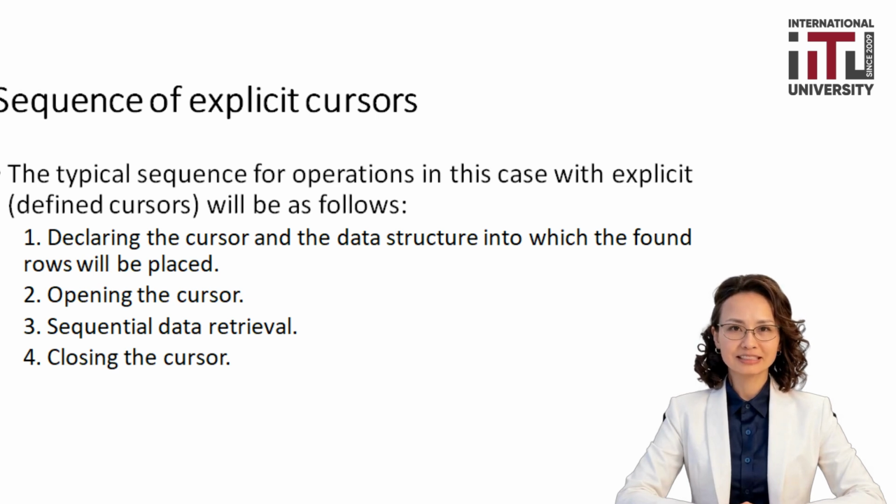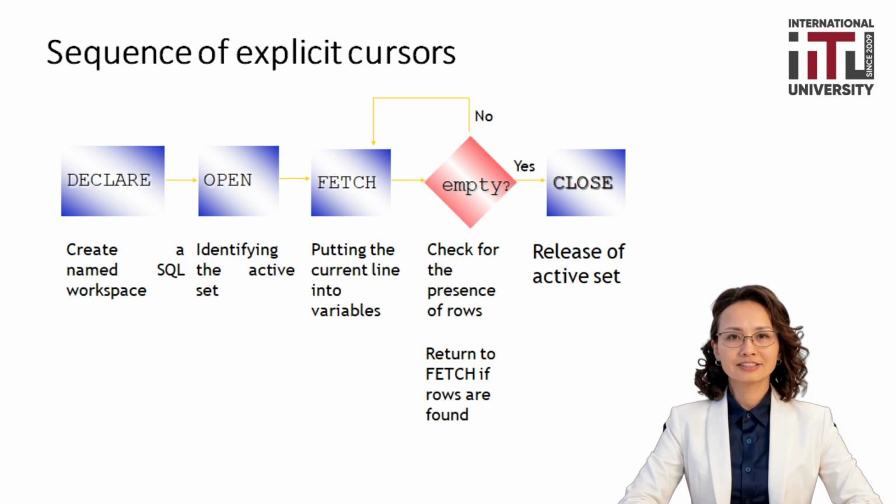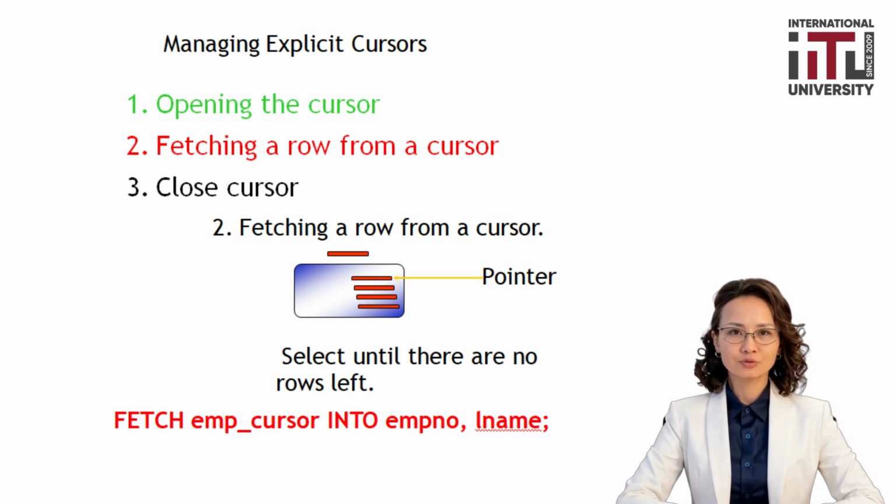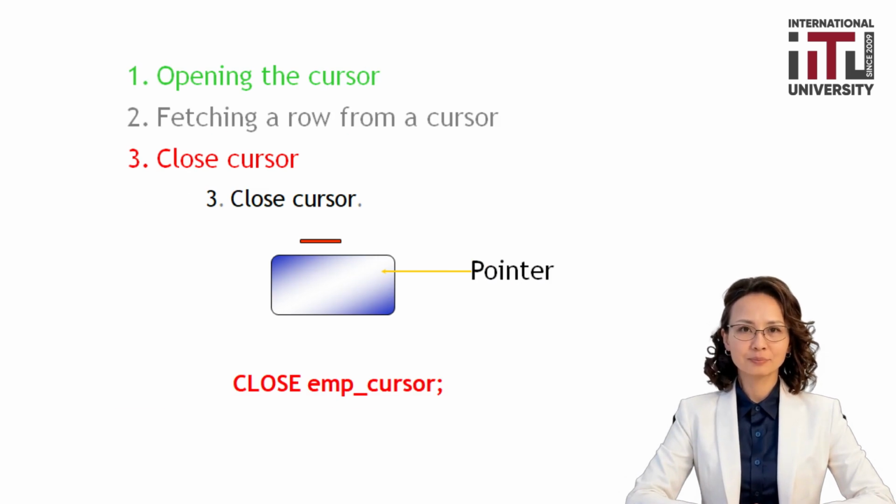When working with explicit cursors in PL/SQL, there is a clear sequence of steps that must be followed. Following these steps ensures that explicit cursors are used efficiently and correctly in your PL/SQL programs. This diagram demonstrates the sequence of explicit cursors step by step. First, you declare the cursor and define the data structure that will store the retrieved rows. Second, you open the cursor. This step executes the query and prepares the result set. Third, you fetch the data row by row. This allows you to process each record sequentially. Finally, you close the cursor to release the memory resources.